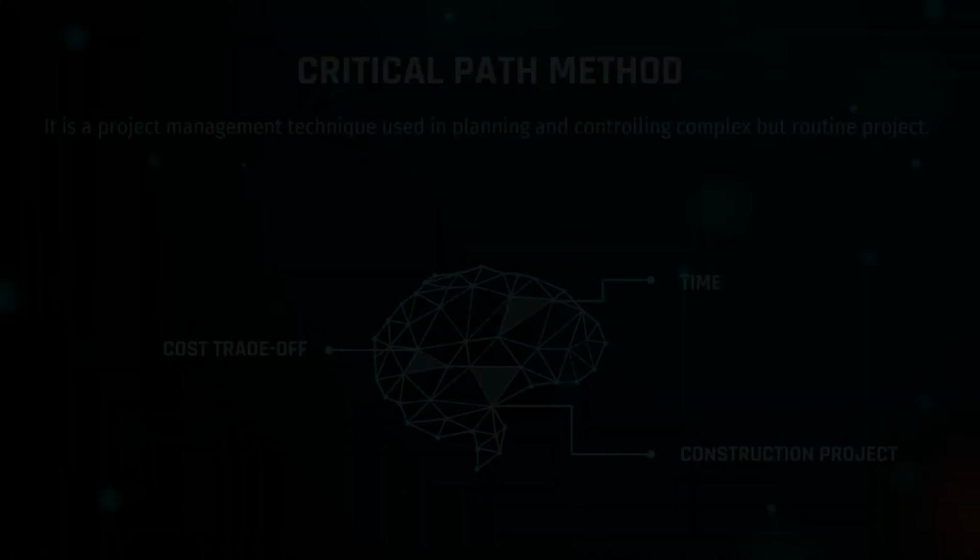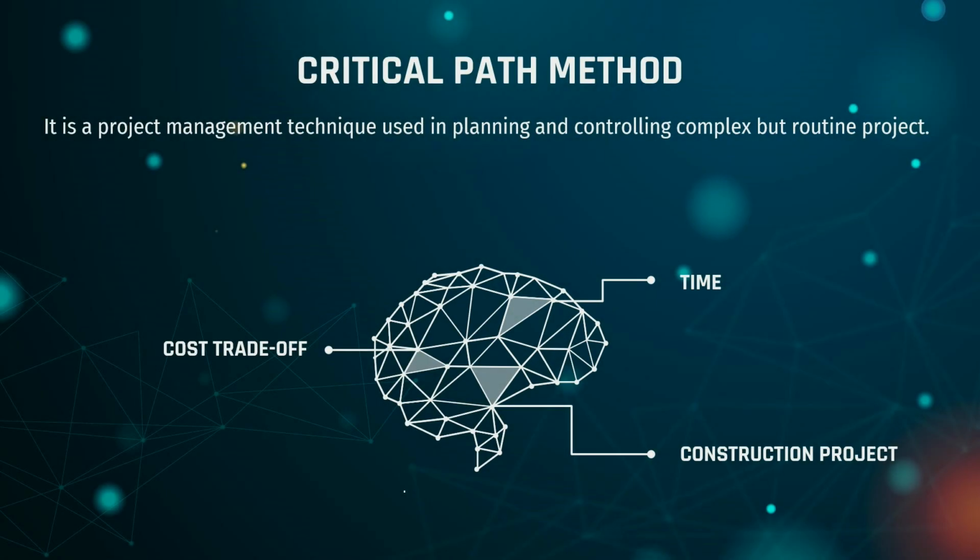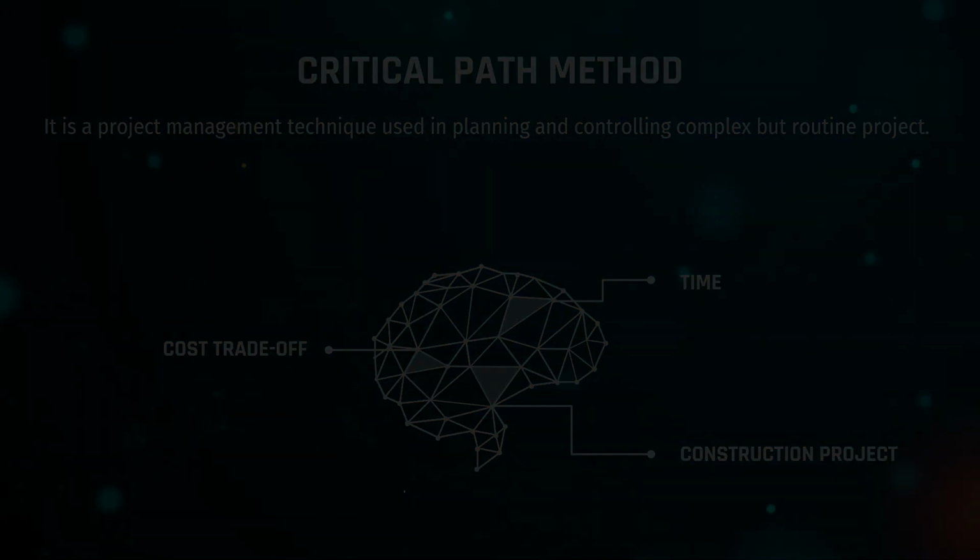So, let's get started. As for this phase, the planning technique that we will use is the critical path method, the CPM. It is a project management technique used in planning and controlling complex but routine projects. This method focuses on time and cost trade-off with a reasonable time estimate. Most companies will use this method for construction projects.